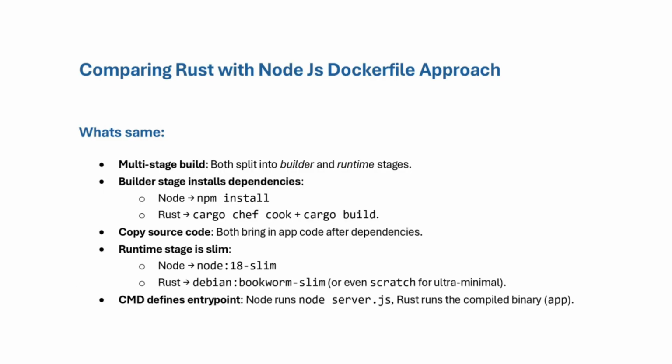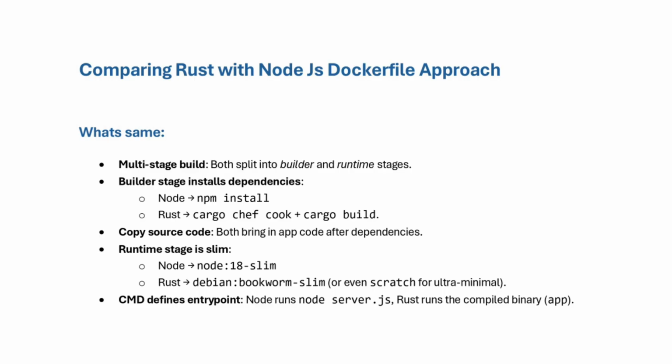Now let's compare it with the Node.js Dockerfile approach. What's same? Multi-stage build. Both are split into builder and runtime stages. Builder stage installs dependencies. Node, that is npm install. Rust, that is cargo chef cook plus cargo build. So in Node, npm install is the command in the builder stage that installs dependencies. In Rust, the equivalent is cargo chef cook plus cargo build. Copy source code. Both bring in app code after dependencies.